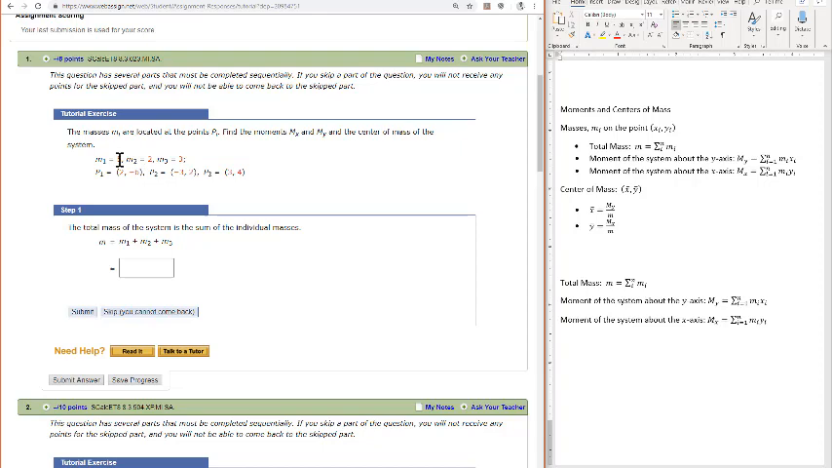So mass 1 has a value of 5 and is located at the point (2, -6). Mass 2 has a value of 2 and it's located at (-3, 2), and the third mass is 3 and it's located at the point (3, 4). So the first step is to find the total mass, and the total mass is really just adding up the masses. In this case there are 3 of them, and we're just adding 5 and 2 and 3. So that's going to be 10.